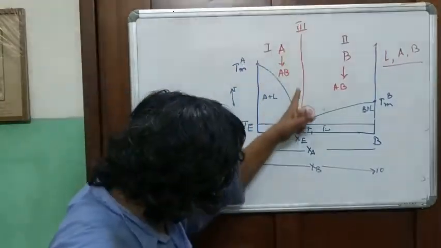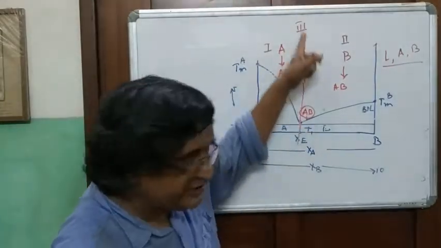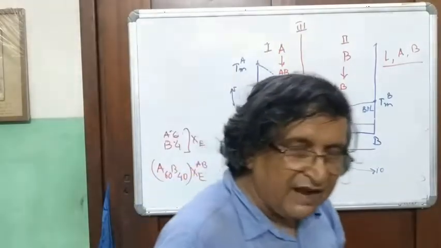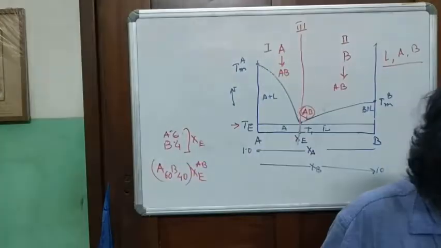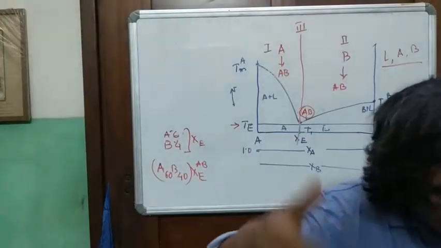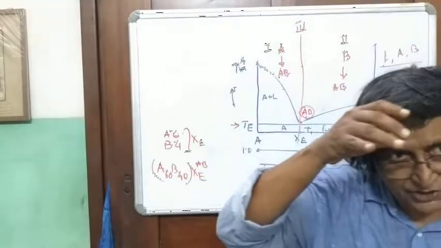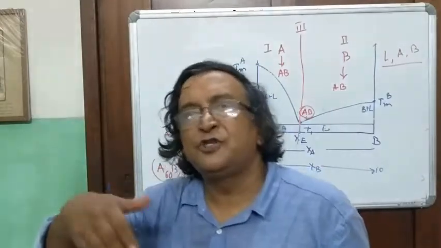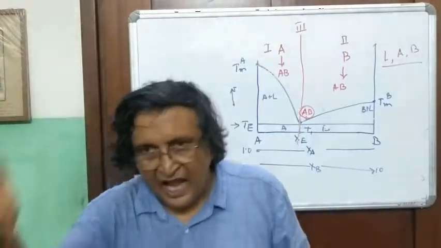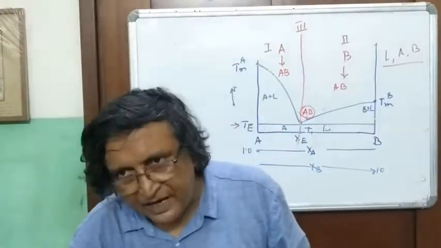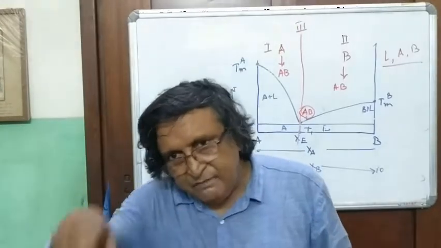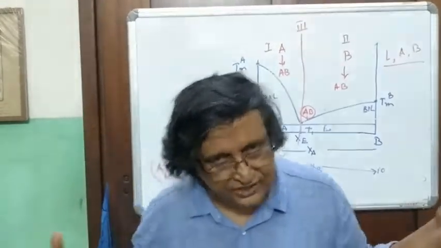But in 3, which is the dividing line, you will always have, from the beginning till the end, AB precipitating in the same proportion through the crystallization history. Both the composition of the solid and the composition of the melt in terms of A and B components remain unchanged.